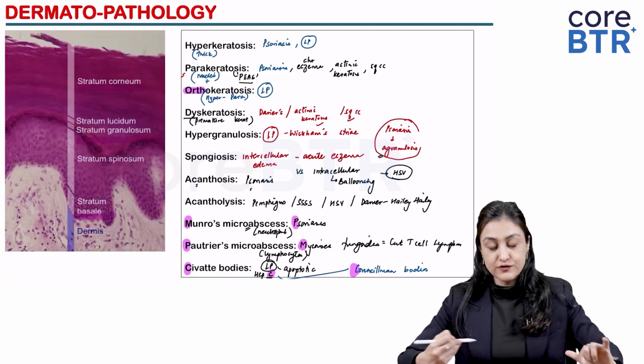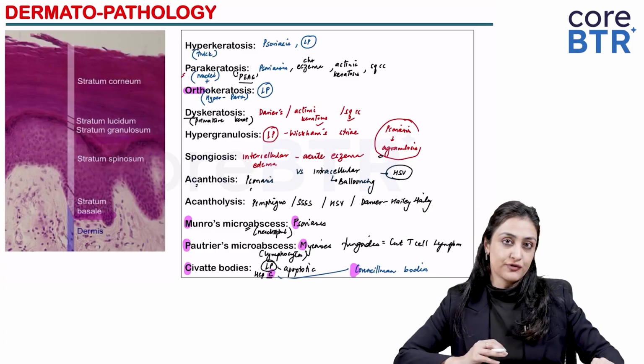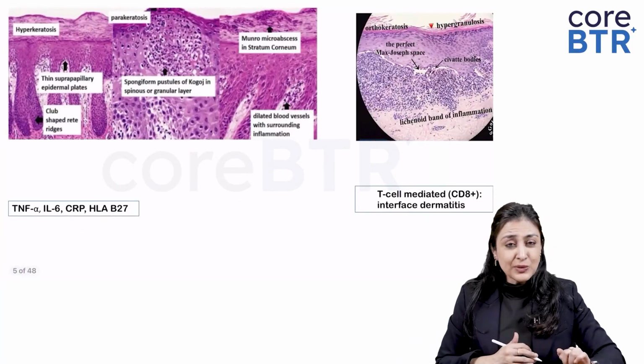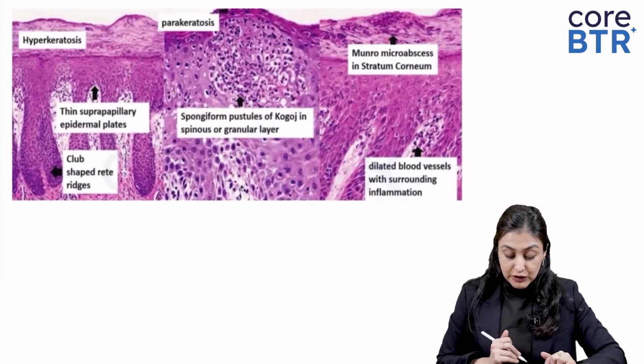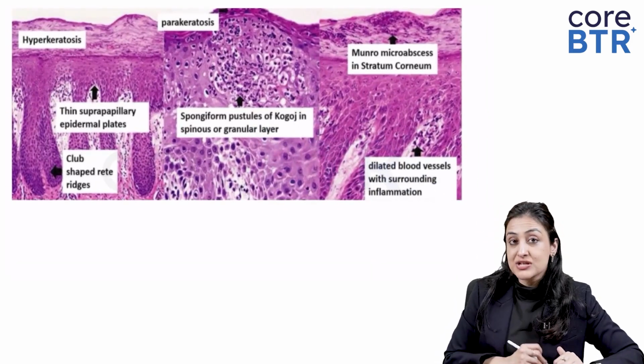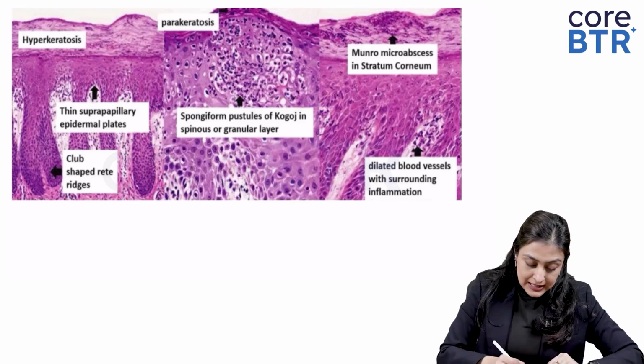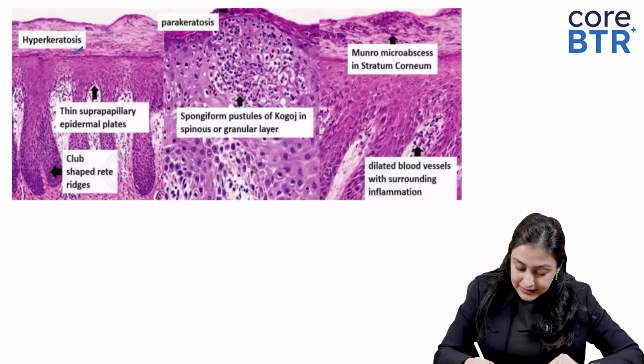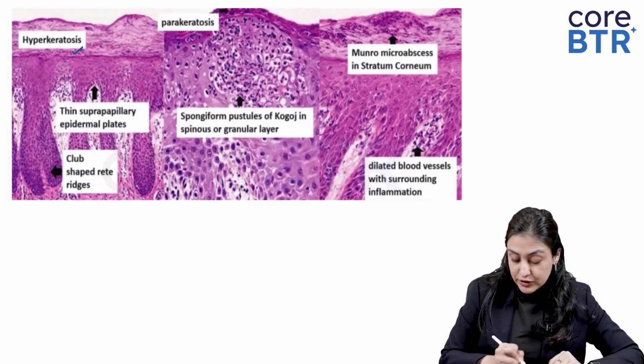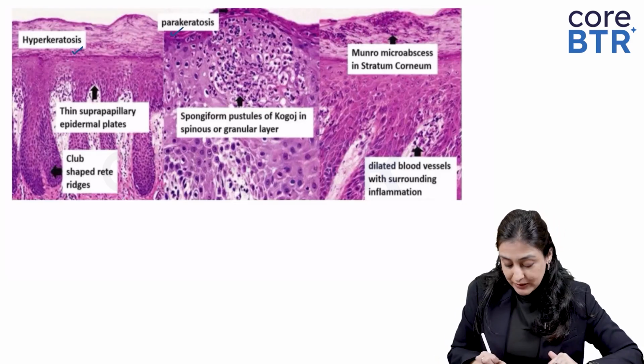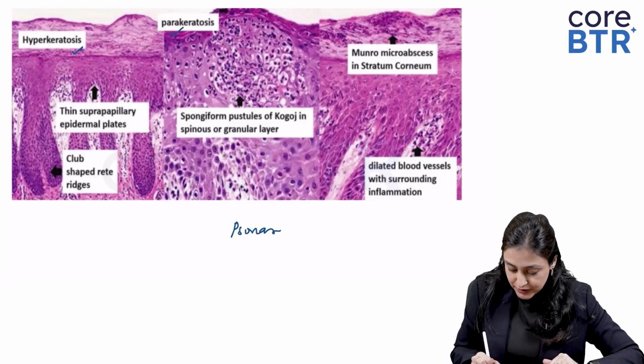This is where a lot of students make mistakes. So this is important for us, right? So now let's just see what we have learned so far. Can you look at these images and tell me what we are looking at? I can see nuclei in the stratum corneum. So I see hyperparakeratosis. The moment I see this, I know I am talking about psoriasis.